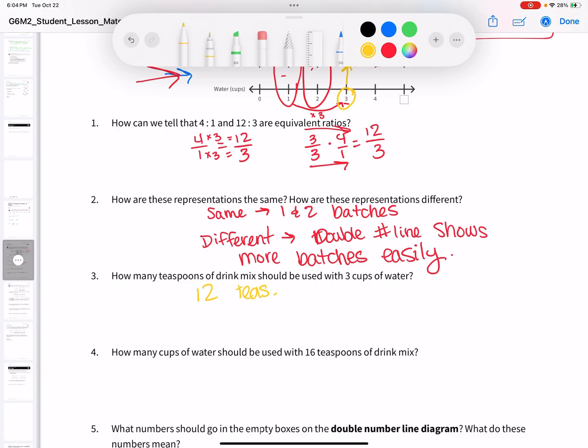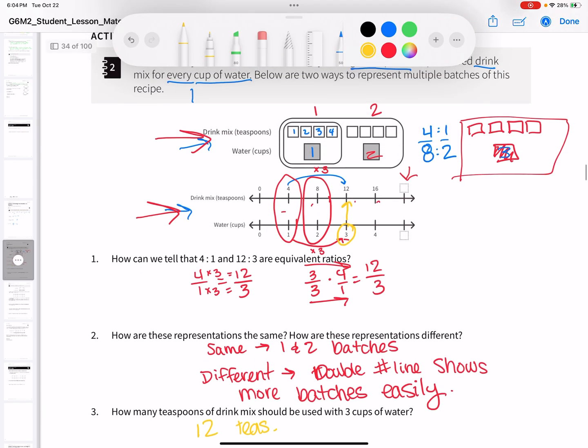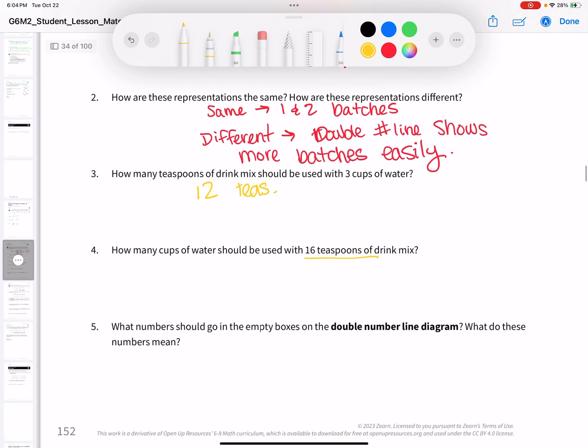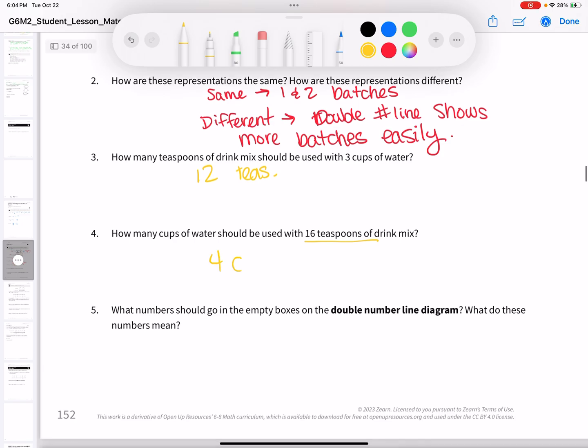Number 4, how many cups of water should be used with 16 teaspoons of drink mix? So again, I go up here, find my drink mix, and look for 16. Here's 16. And I'm asked how many cups of water? It's 4, because it's right across from 16. So 4 cups.